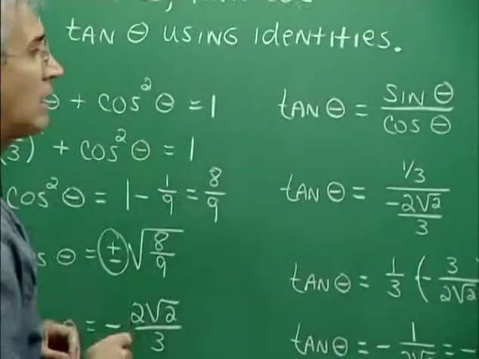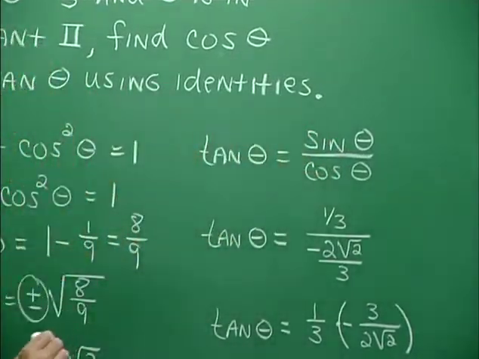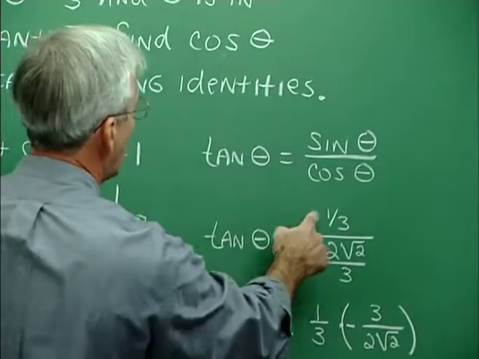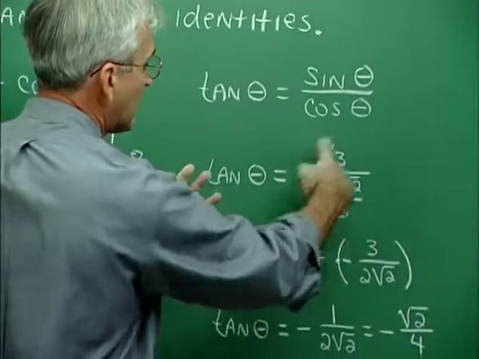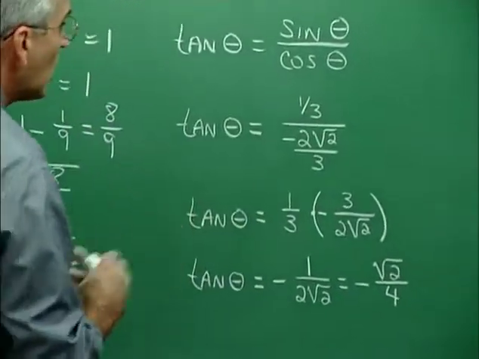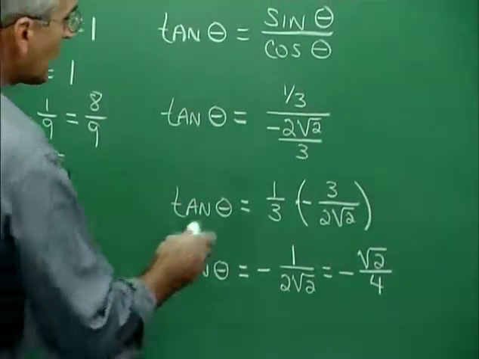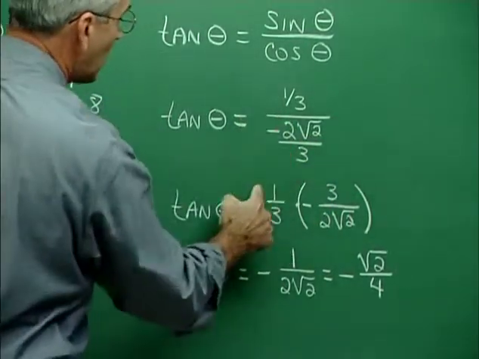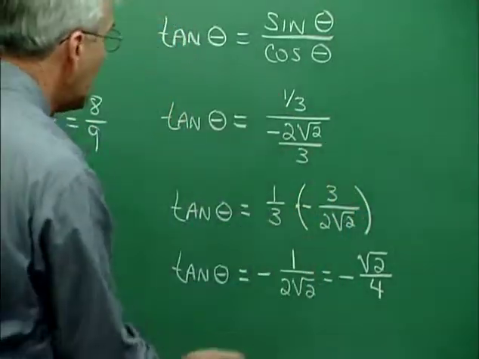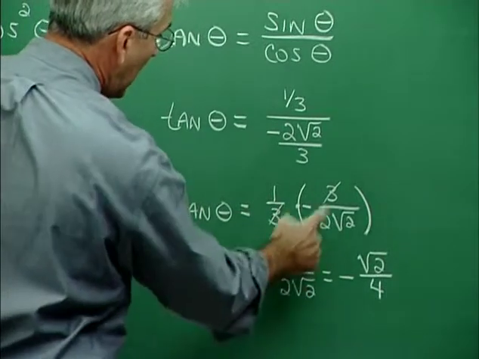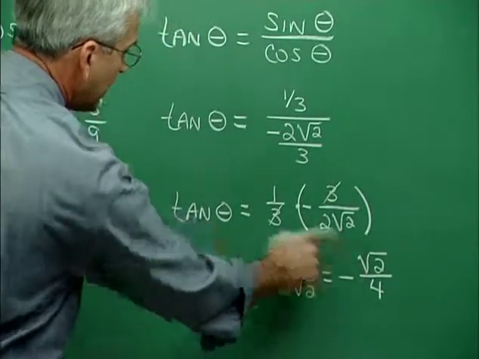We have a handy identity: tangent theta is sine theta over cosine theta, and we have those values already calculated. Sine theta from up here is 1/3. Cosine theta we just calculated as negative 2 root 2 over 3. Now it's a little arithmetic problem. We know that our value here is going to be negative, so we could just bring down the negative at this point if we want to. But here's what I did. This complex fraction becomes 1/3 divided by this, which means 1/3 times its reciprocal. And now the 3's go out, and we have negative 1 over 2 root 2. Rationalizing, we find this to be negative root 2 over 4.